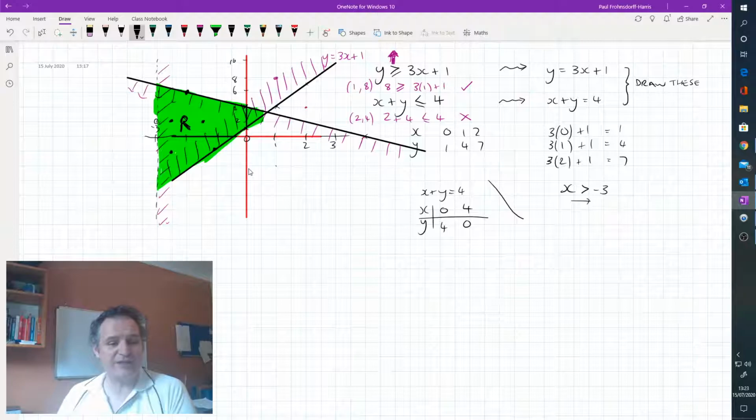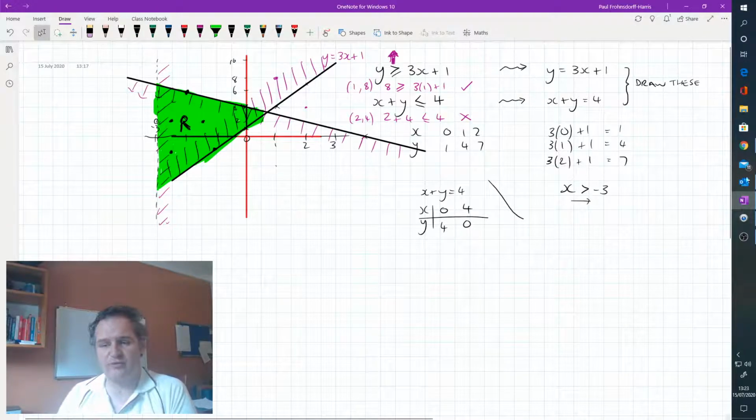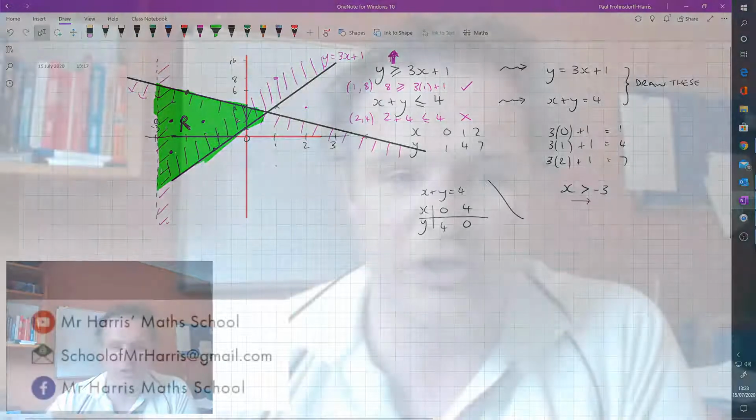Okay. So that's a brief introduction. I'll have a quick look and see if there are any questions, but that's a brief introduction to how you can draw inequalities on a graph, and use checking the points to see how they interact with each other in order to shade the regions. I hope that's been useful to you.